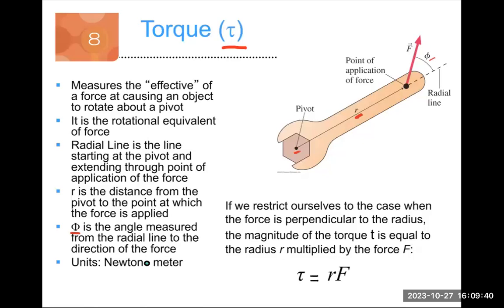Now, torque has the units of a Newton times a meter. What we're going to do is restrict ourselves to the case where the force is perpendicular to the radius. So that's going to allow us to say that the torque equals R times F. My symbol didn't come up, this should be tau. So torque equals R times F. So in case you haven't gathered, basically torque is just the rotational equivalent of force.